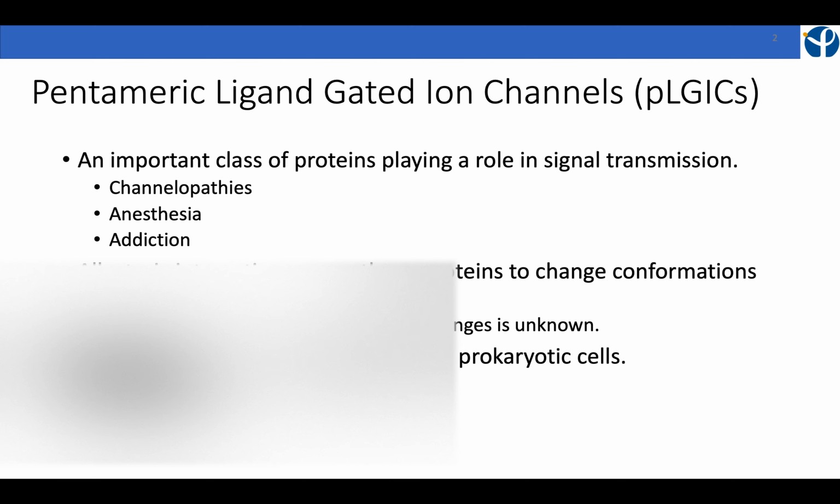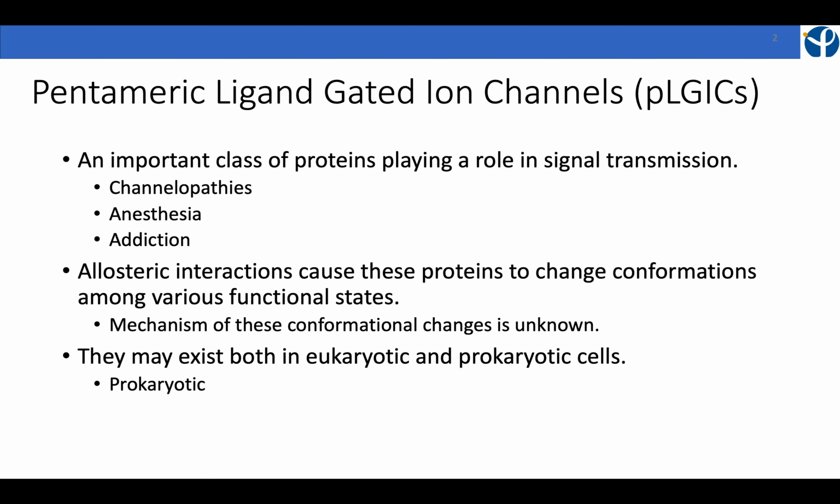Pentameric ligand-gated ion channels are an important class of proteins playing a role in signal transmission. We know that they play a role in channelopathies, and additionally in anesthesia and addiction. They are also allosteric proteins, and these allosteric interactions cause them to change conformations between functional states. Unfortunately, we don't know the mechanism of these conformational changes. They exist in both eukaryotic and prokaryotic cells, but here I will talk about a prokaryotic example.